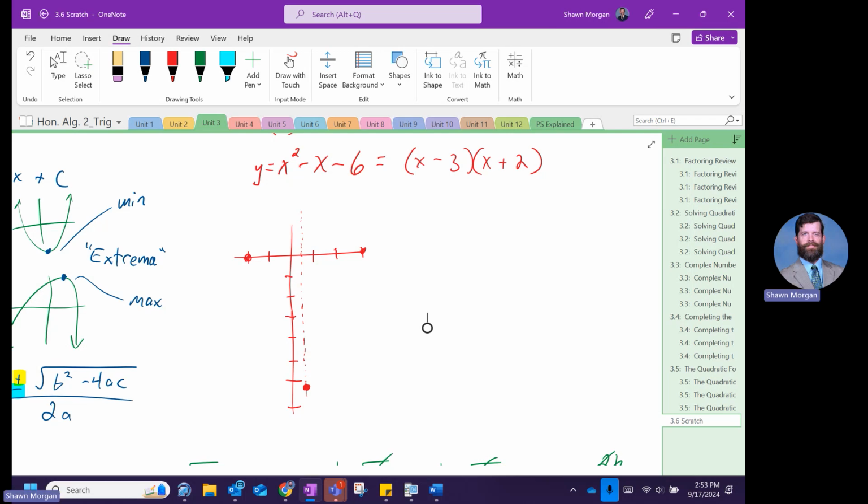Okay, but here, go back to the notion of x-intercepts. Talk about x-intercepts. How about the y-intercept? Dylan, what do you know about every y-intercept?